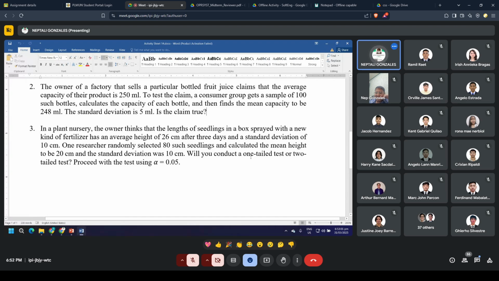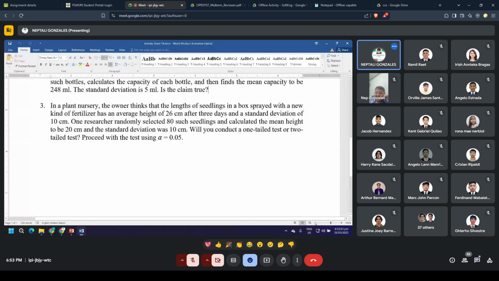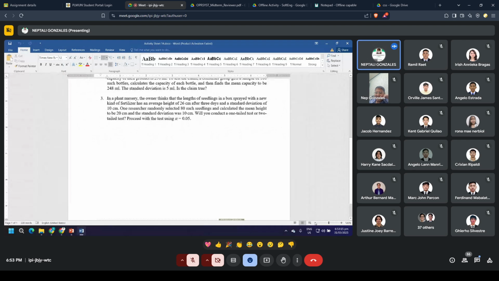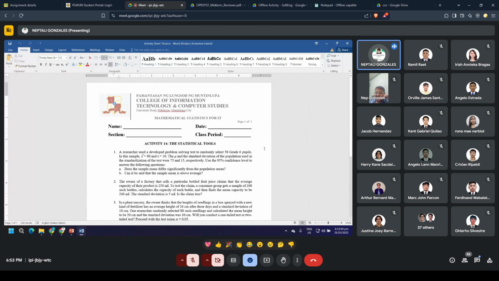Will you conduct a one-tailed test or two-tailed test? Proceed with the test using alpha level of 0.05. Lahat 0.05. Normal yun na ginagamit, 0.05. Pag 99% kasi, leaning towards accepting the null hypothesis yun, because the rejection region is very low.